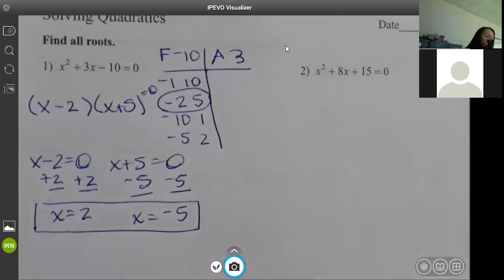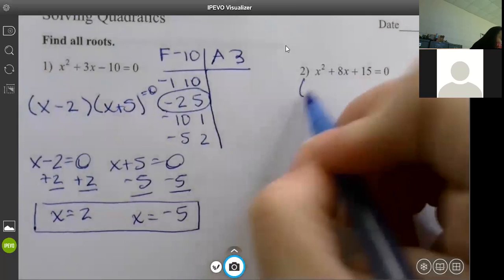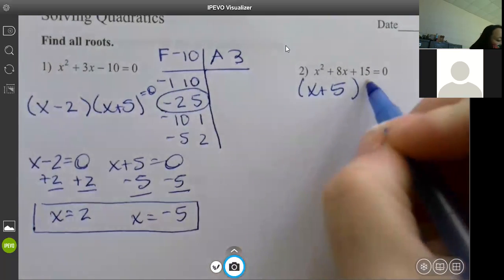So if we look at the next one, factors of 15 that add to 8 are 5 and 3.